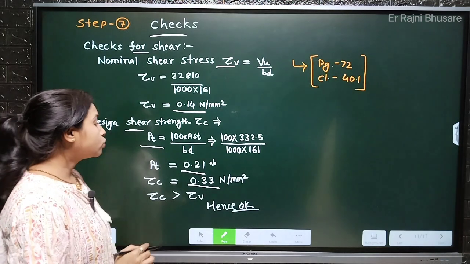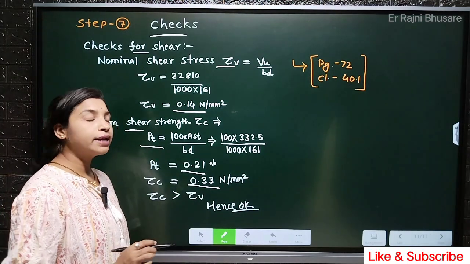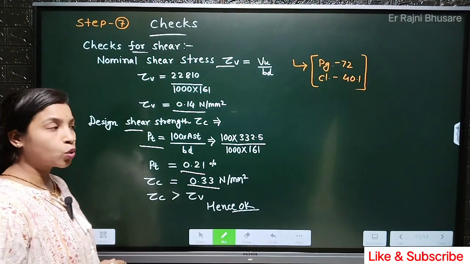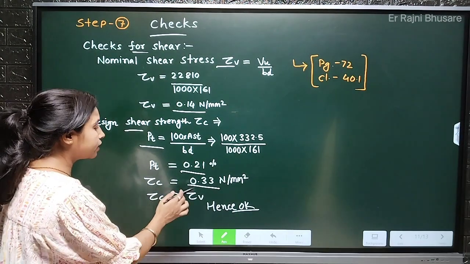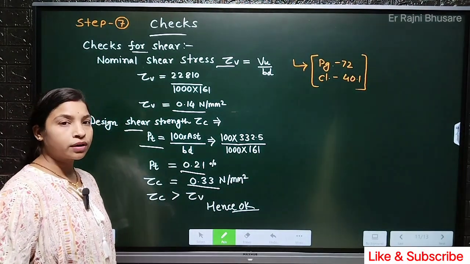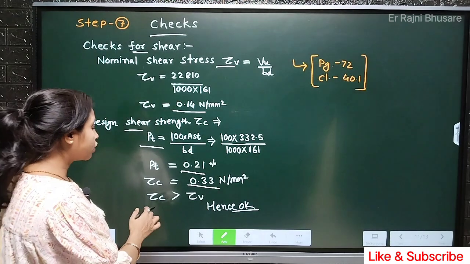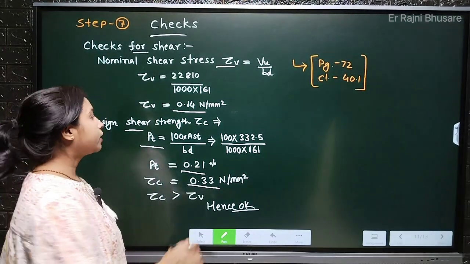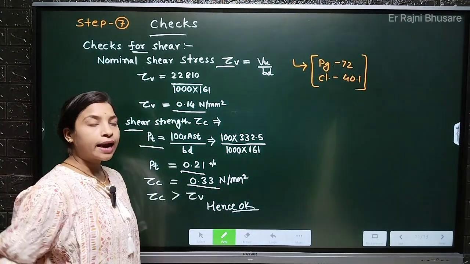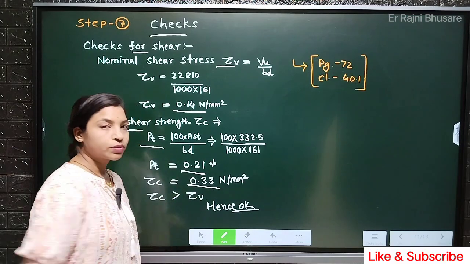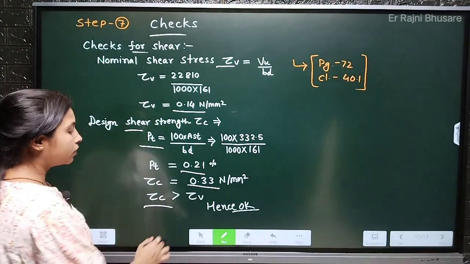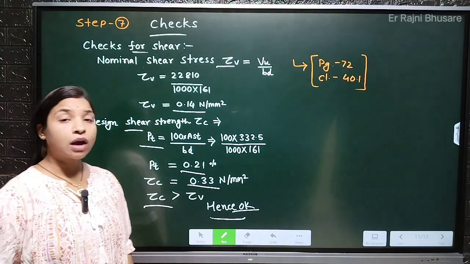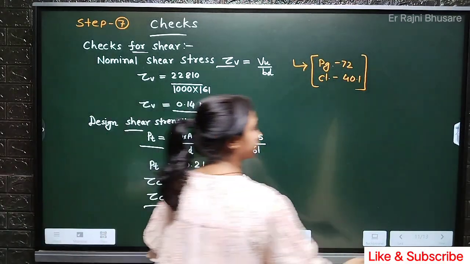And if you want to see the interpolation method, let me tell you, it is table number 19 in the IS code, and you can understand it there. So our tau C is 0.33 Newton per mm square. Let's check the relation between tau C and tau V. Our tau V is 0.14 and tau C is 0.33. So we can say that our tau C is more than tau V. So hence okay.